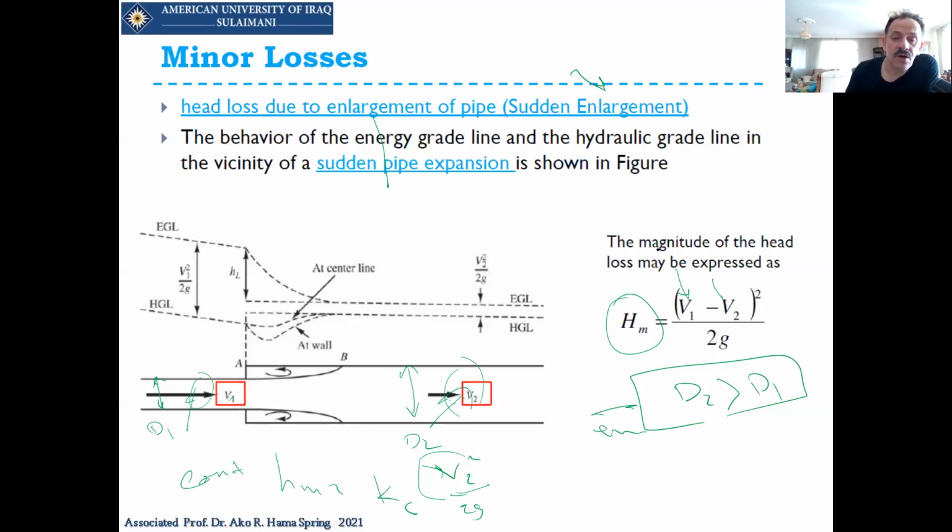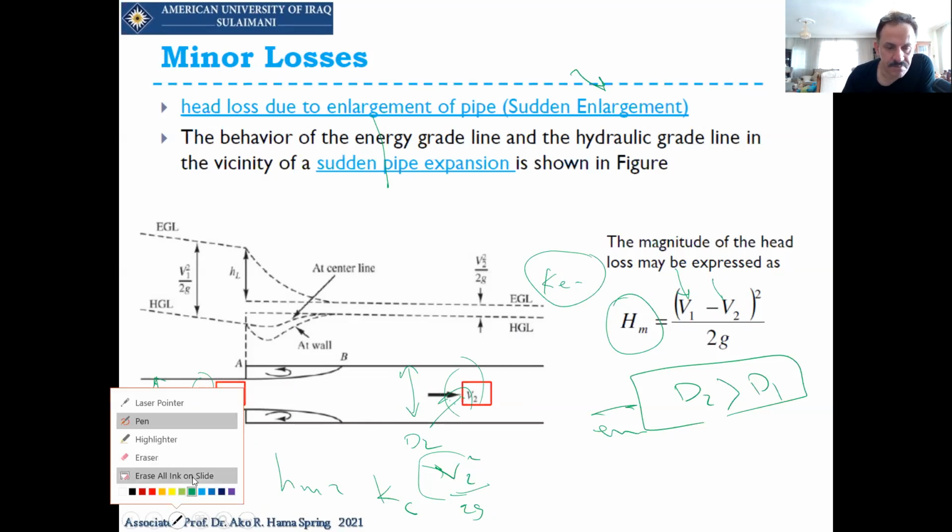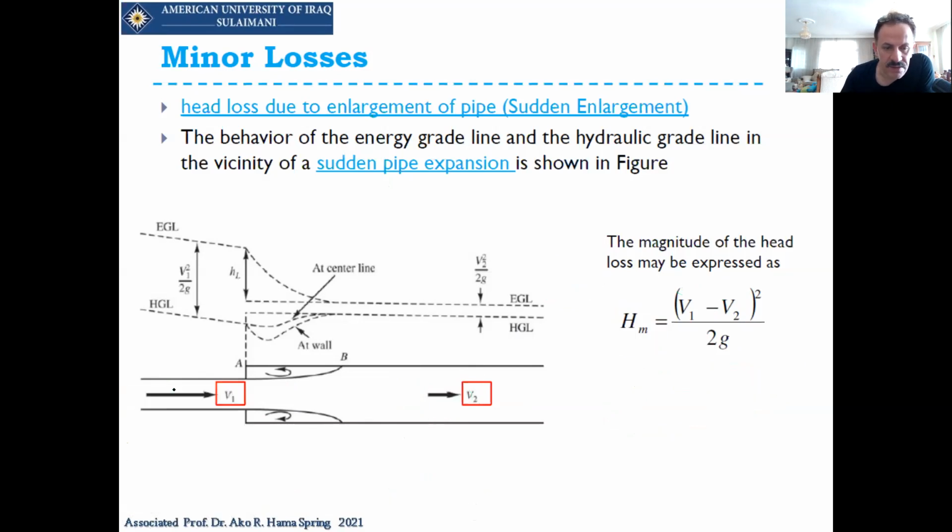And there is no coefficient for enlargement. Be careful, there is no coefficient K for this minor loss. So we say that here we don't have any K, for example, for sudden enlargement. But we have to focus on the velocity on both the downstream and upstream sides and square them.